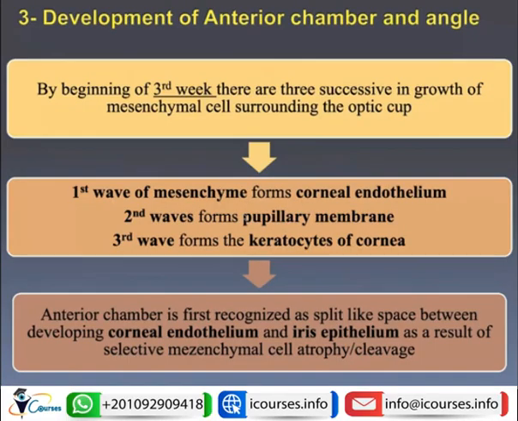So how could this be possible? This will be by development of the boundaries of the anterior chamber and the angle. It is bounded anteriorly by the endothelium and posteriorly by the iris, with the pupillary membrane forming posteriorly. So the anterior chamber will be formed by a slit-like space between the corneal endothelium and the iris epithelium as a result of mesenchymal atrophy.